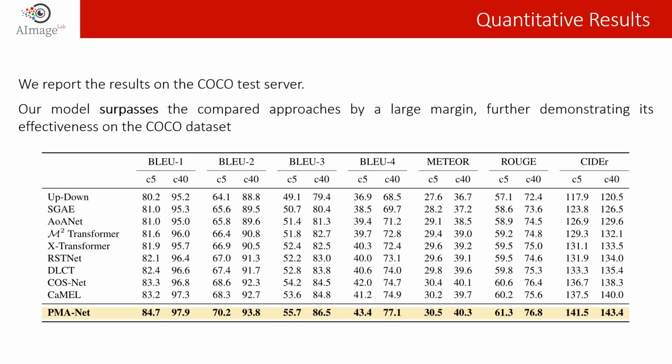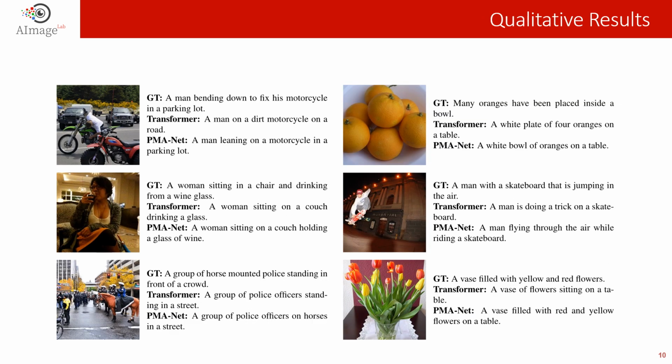In this slide, we report the results on the COCO test server, in which we can see that our model surpasses the compared approaches by a large margin, demonstrating its effectiveness on the COCO dataset. Here, instead, we show some qualitative results in which our model demonstrates a better generation quality than a transformer that does not make use of the prototypical memories.